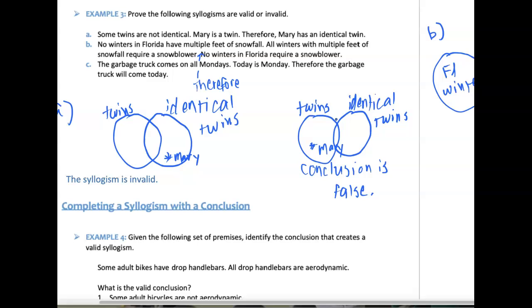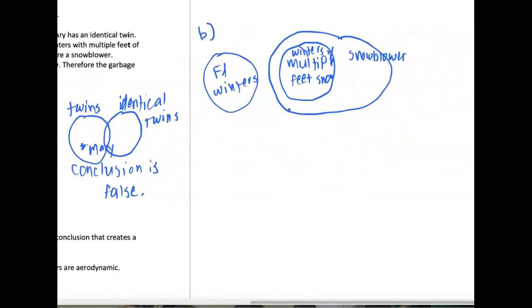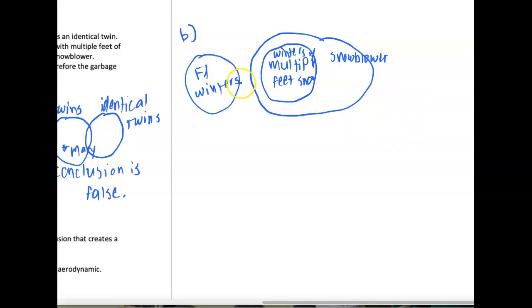So now you investigate the truth value of the conclusion. So the conclusion is no winters in Florida require a snowblower. Let me say first that in your notes, I've added this word therefore. That's a key word, right? That points you to this is the conclusion. So that word therefore should be there. Therefore, no winters in Florida require a snowblower. So let's investigate the truth value of that conclusion. So in this Euler diagram, that conclusion is true, right? None of these Florida winters overlap with these snowblower winters.